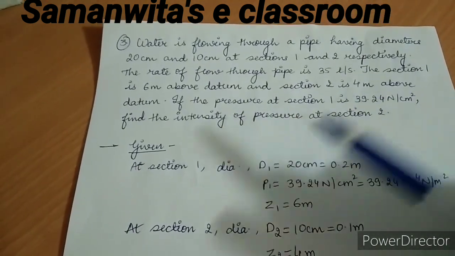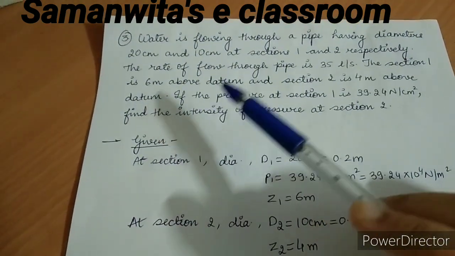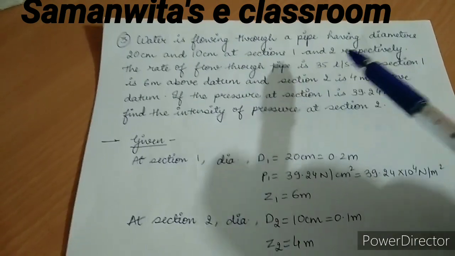Let's take up another numerical. Water is flowing through a pipe having diameters 20 centimeter and 10 centimeter at section 1 and 2 respectively.